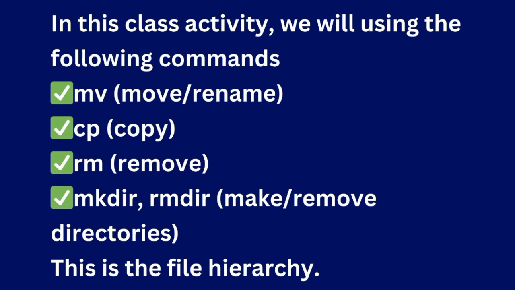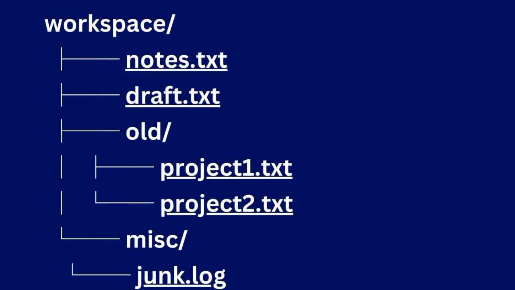So in this, we have a workspace, we have a structure that includes notes.txt, draft.txt, hold, project1.txt, project2.txt, then misc, junk.log. So you can see all of that. Now, before we can start, we have to create the folder we are working in, then begin to create other things straight away.